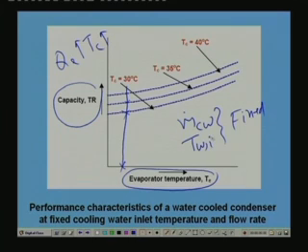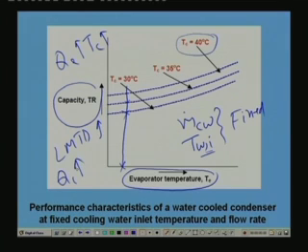Because we have fixed the mass flow rate of the cooling water and we have also fixed the water inlet temperature. So, when you are increasing the condenser temperature, your log mean temperature difference increases. Once the log mean temperature difference increases, QC increases. Once QC increases, the mass flow rate of refrigerant increases. Once the mass flow rate of refrigerant increases, the capacity of the system increases.